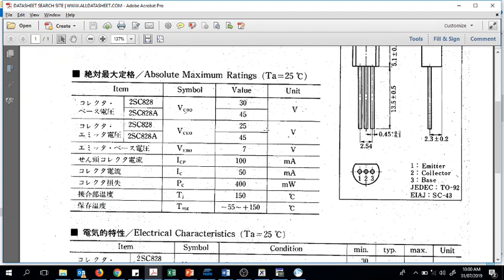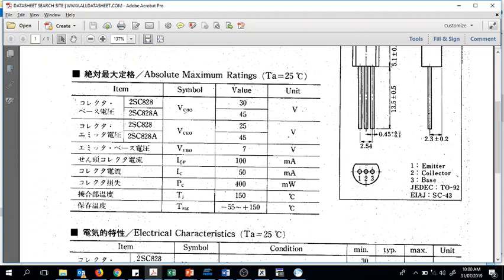So the voltages, where we have two versions like 30 and 45, is the collector base voltage, and the collector emitter voltage maximum 25 and 45 for the 828 and 828A, and the emitter base maximum voltage is 7. Maximum current, pulse current is 100 milliamperes.